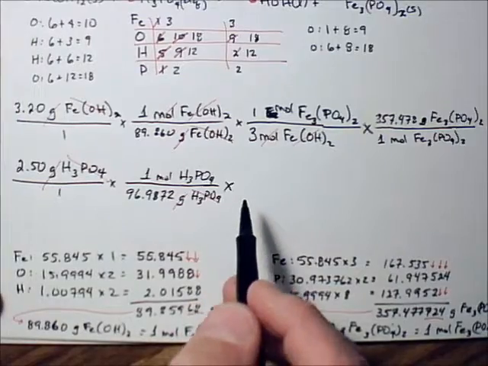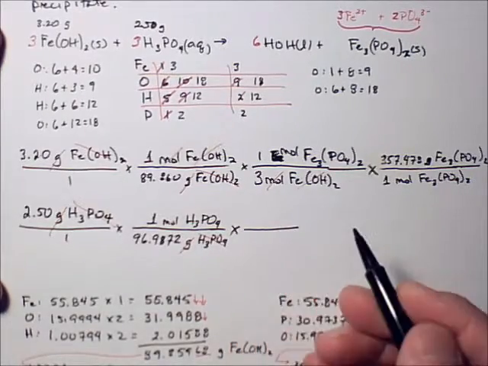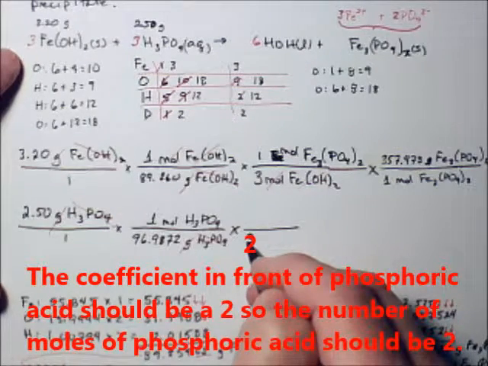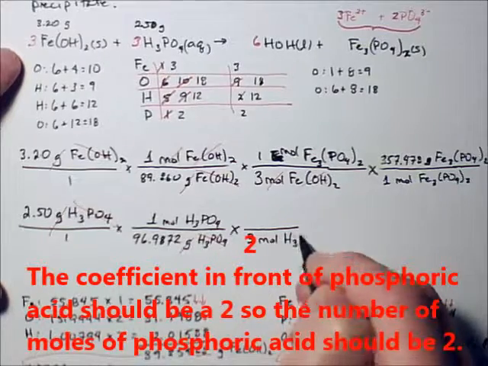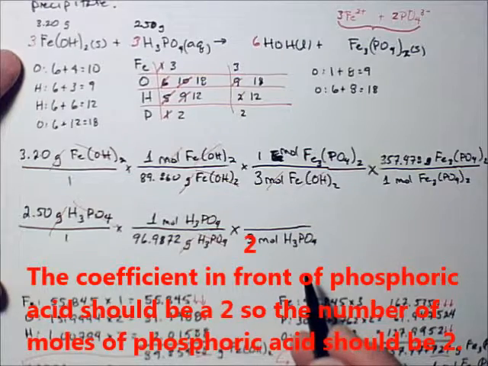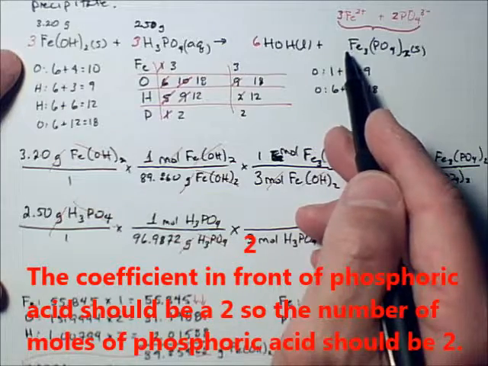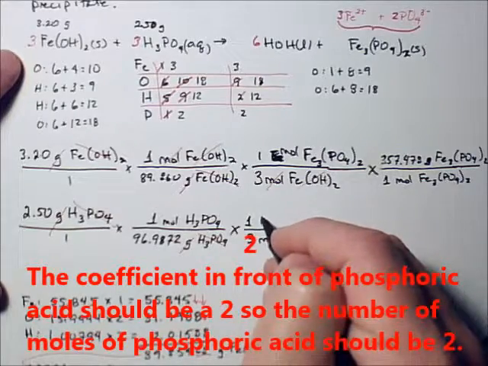We need a molar ratio now for phosphoric acid and iron 2 phosphate. So how many moles of phosphoric acid do I put on the bottom? 3. And how many moles of iron 2 phosphate do I put on the top? 1. There's an implied coefficient of 1 there.